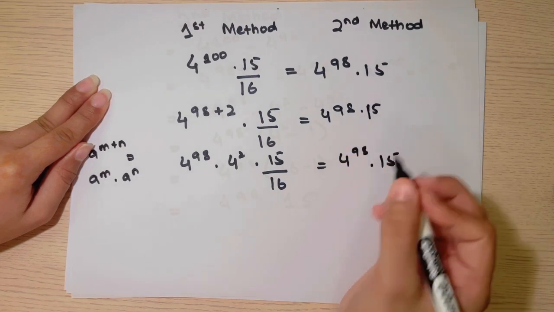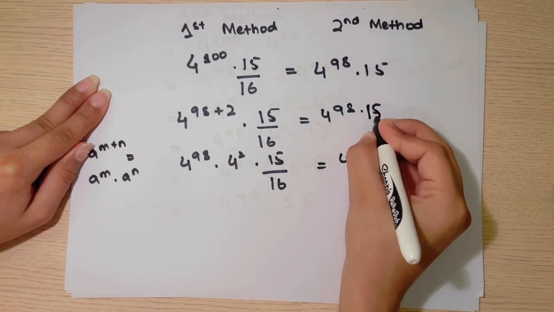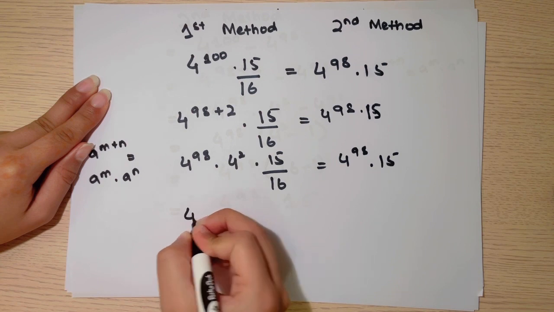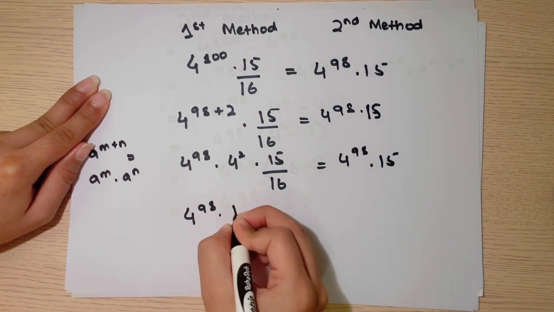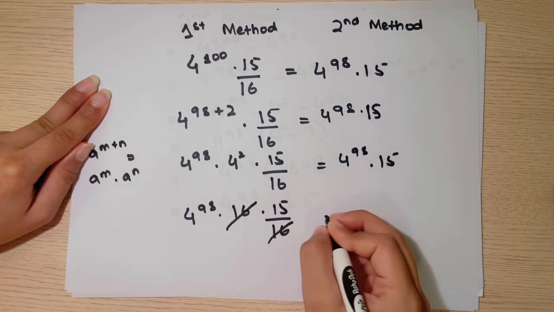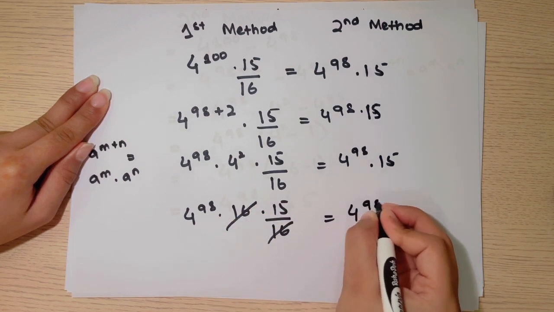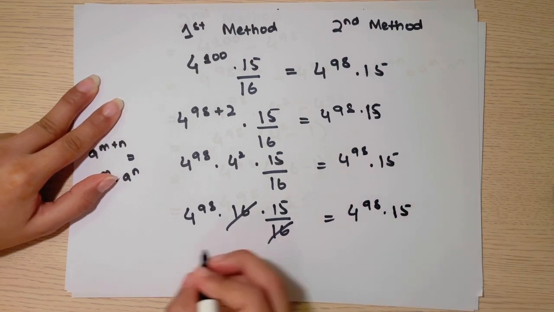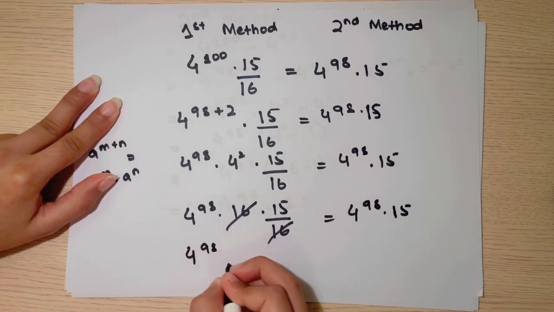Oh, just let me correct that. All right. So we can write it as 4 raised to power 98 into 16 into 15 by 16, and we can cancel out the 16 here. So we're left with 4 raised to power 98 into 15, which is equal to 4 raised to power 98 into 15.